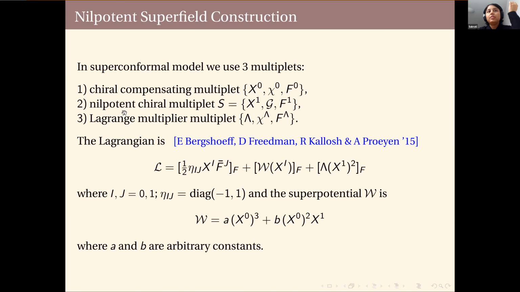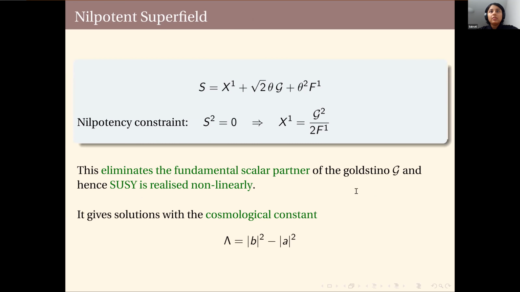No, not just to the nilpotent chiral multiplet, because these other multiplets or superfields are also contributing in the Lagrangian. Okay, I'll come back to it maybe because I don't quite understand. Okay, right. So, this was the method used by Berkshire and collaborators.